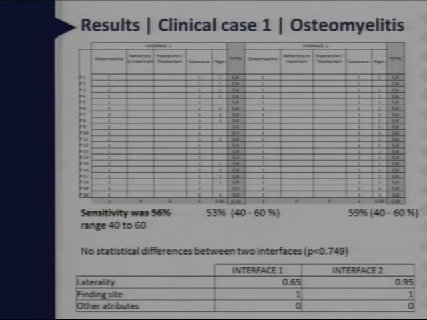These are the results for the first clinical case of osteomyelitis. There is the analysis of information. Each line is a participant in the study, and each column is a level of detail. And you have two big groups, one for interface 1 and one for interface 2. In this case, sensitivity in general was 56% with a range from 40 to 60. And if you take into account each interface separately, 53% for interface 1 and 59% for interface 2. And no statistical difference was found.